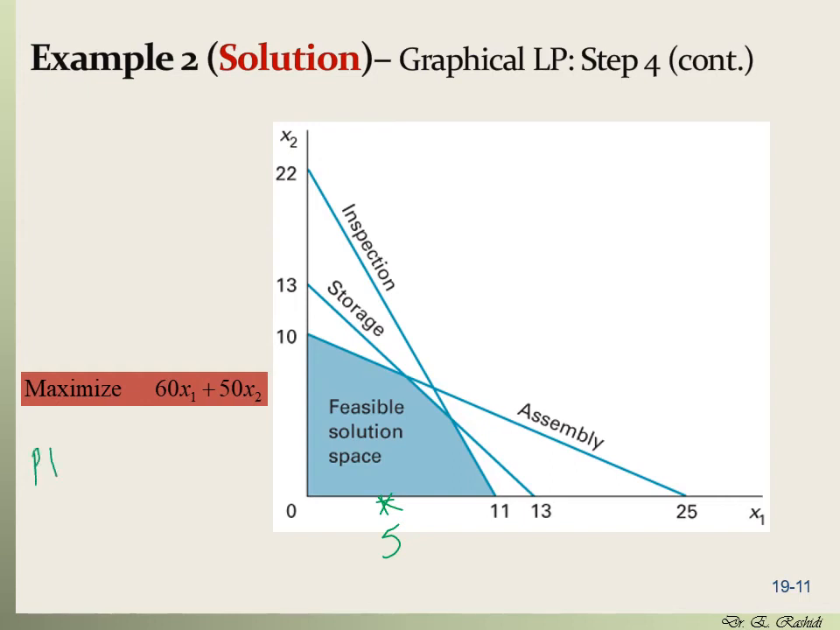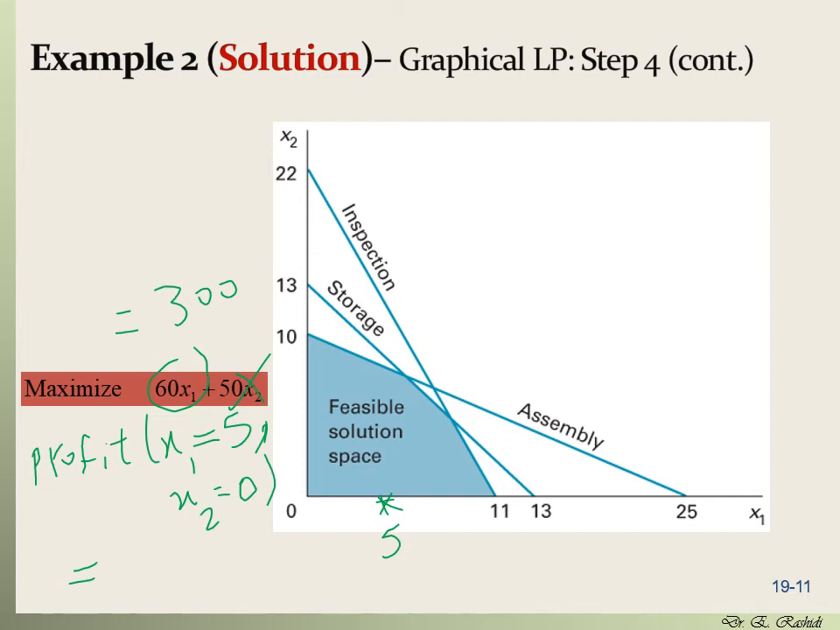the profit for x1 equal to 5 and x2 equal to 0. So for this, the profit would be 60 multiplied by 5, which is 300, plus 50 multiplied by 0. So the profit would be equal to 300. So that's one point. We need to find another point for which the profit is also equal to 300.